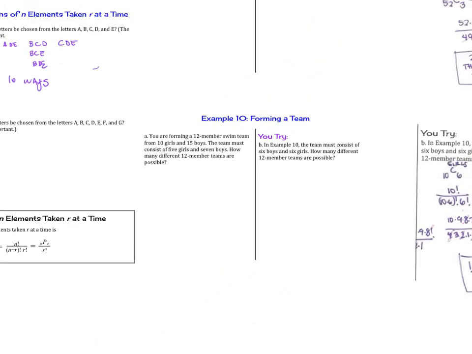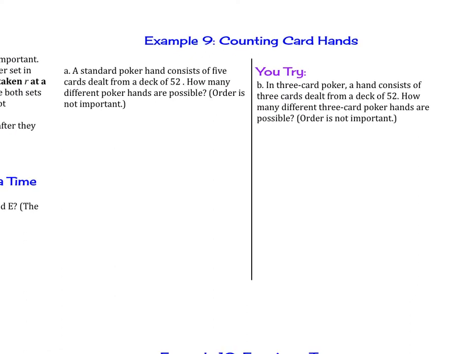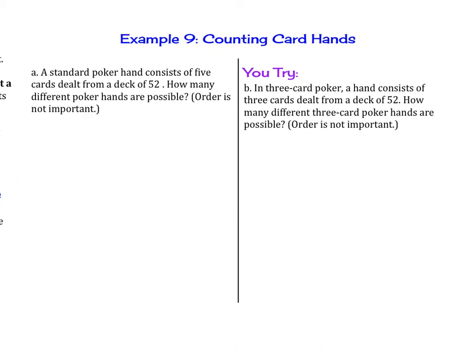Let's use that. Counting card hands. A standard poker hand consists of 5 cards dealt from a deck of 52. How many different poker hands are possible? Order is not important. We know we have 52 cards and they're choosing 5. So with the formula, n choose r, that is n factorial over n minus r factorial times r factorial, this is 52 factorial over 52 minus 5 factorial times 5 factorial.